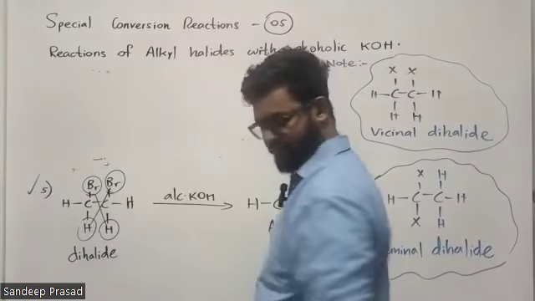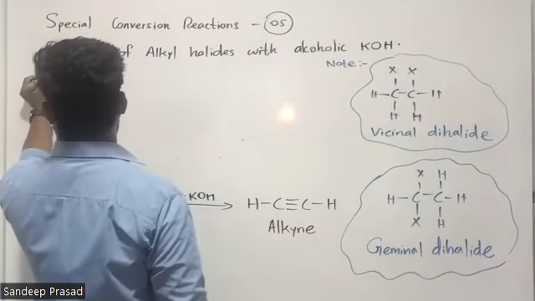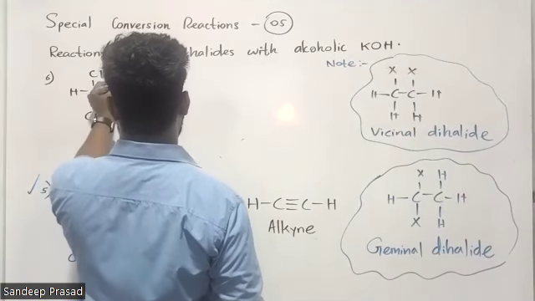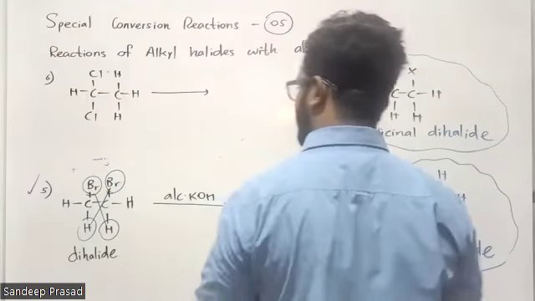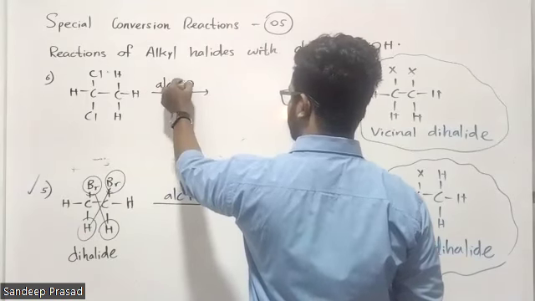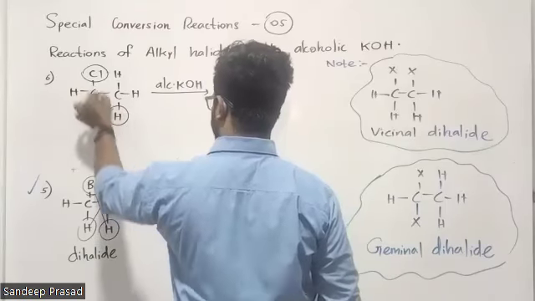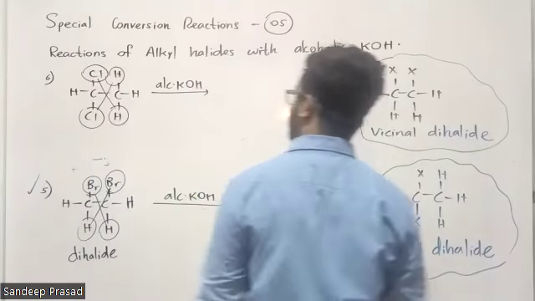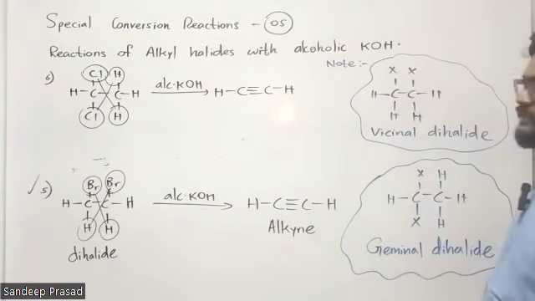Look at the next example. So in the 6th example, this is geminal dihalide, isn't it? Because both the halogen atoms are connected to the same carbon. Alcoholic KOH. This chlorine is eliminating with the neighboring carbon atom's hydrogen. And this chlorine is also eliminating with the neighboring carbon atom's hydrogen. Again, we have an alkyne like this. Number 6.